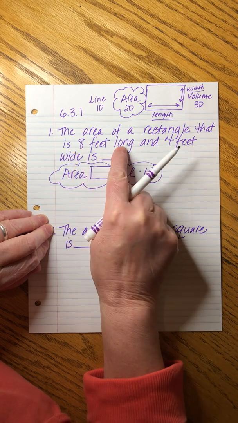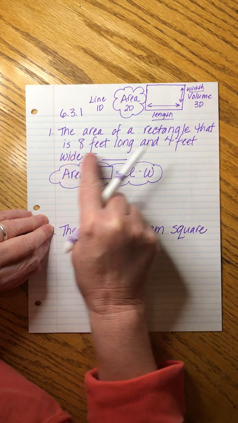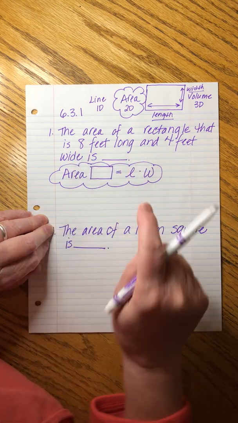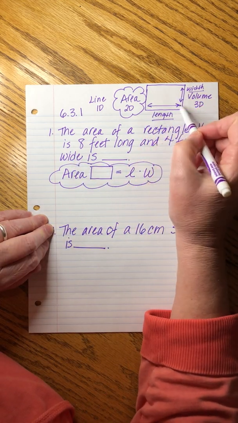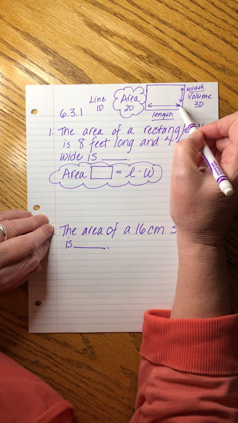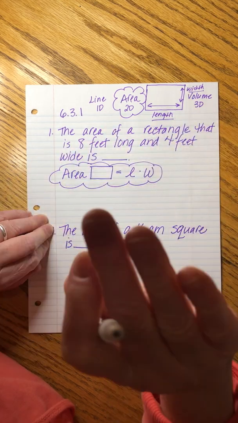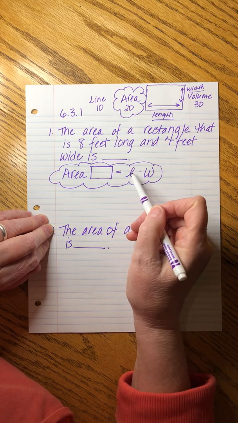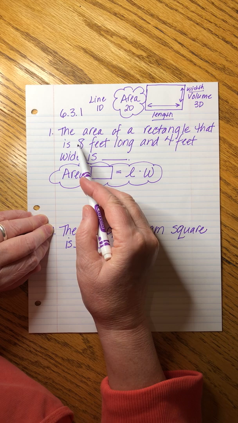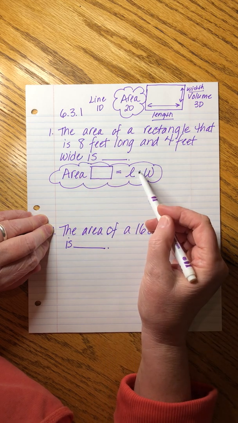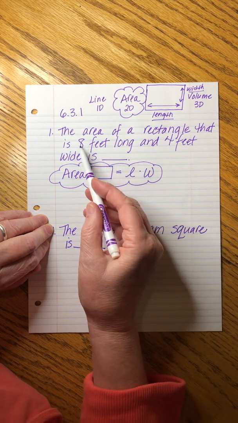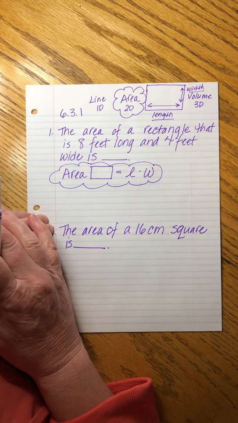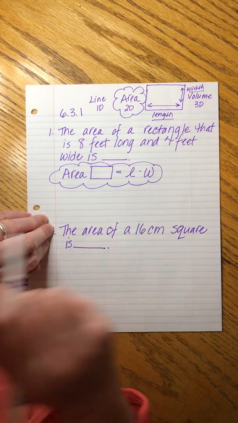Now here it says it's 8 feet long and 4 feet wide, so it's very clear which number is which. But as long as we know that we're taking one side of the rectangle and multiplying it by the other, we're good. Don't get tripped up in those words. So right now, let's remember this is multiplying. The dot means multiplying. So all you need to do is multiply 8 times 4, and that will get your answer. So pause me and do it.